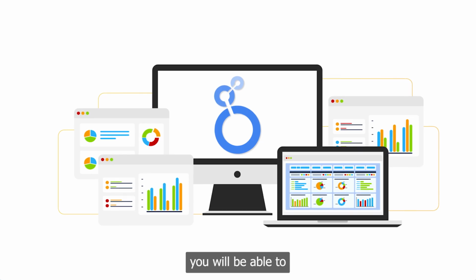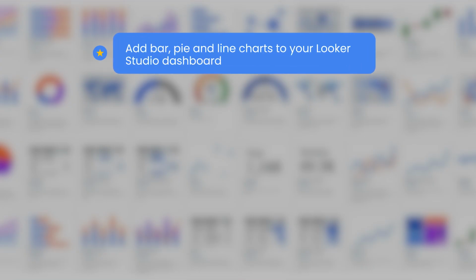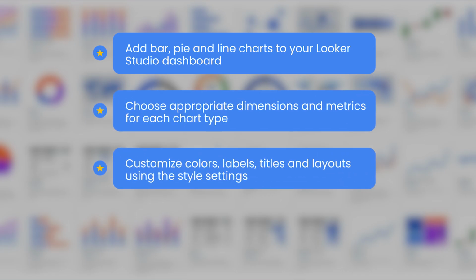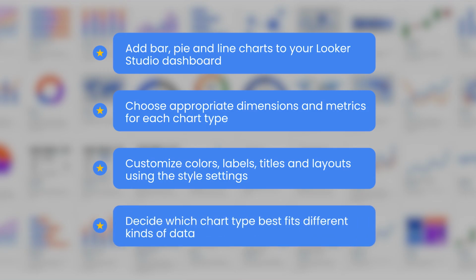By the end of this lecture, you will be able to add bar, pie, and line charts to your Looker Studio dashboard. Choose appropriate dimensions and metrics for each chart type. Customize colors, labels, titles, and layouts using the style settings. Decide which chart type best fits different kinds of data.